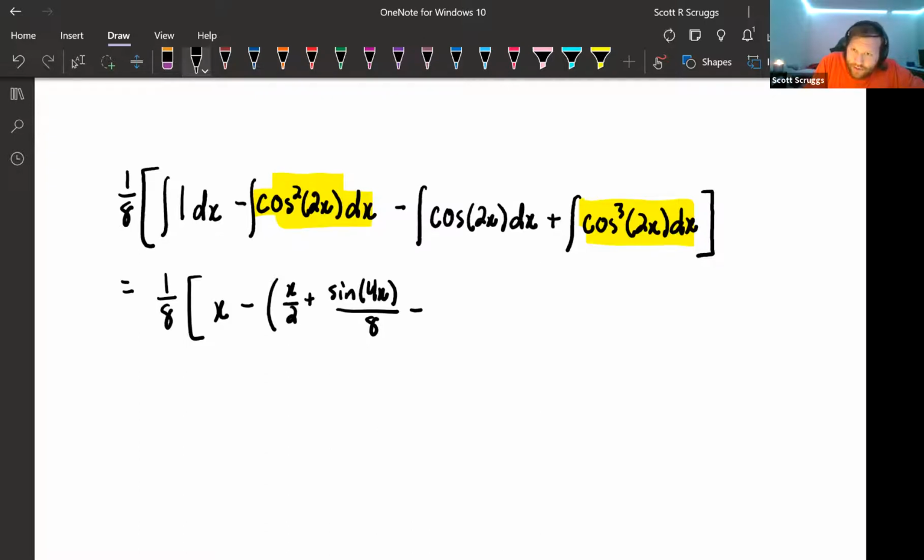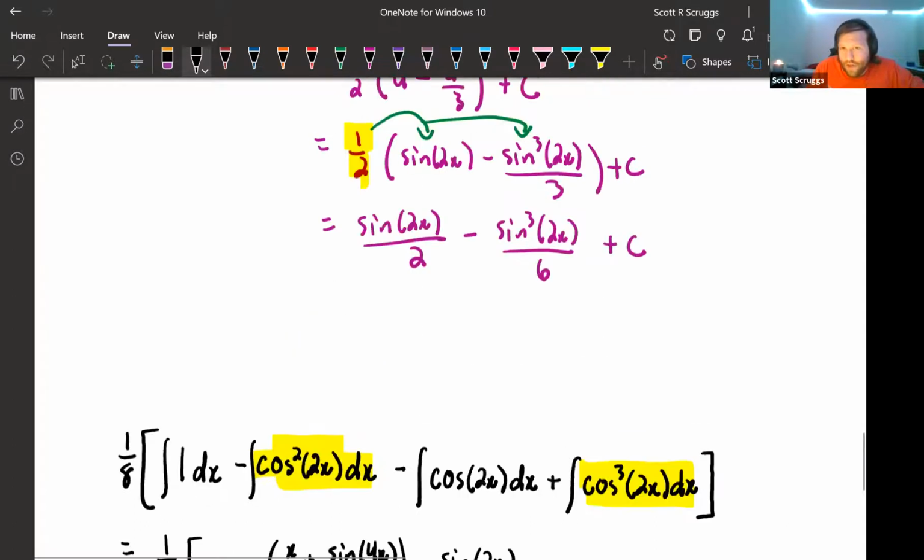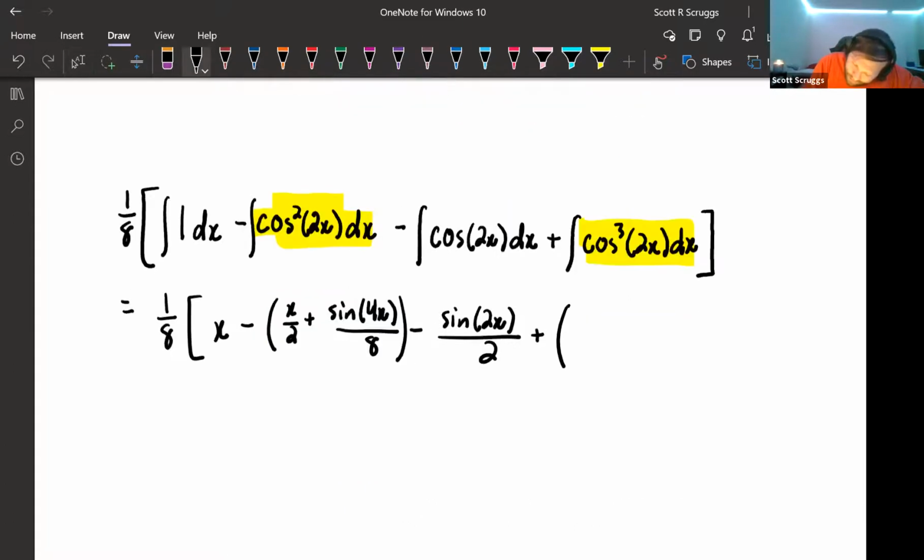Minus the third integral, which we got to be sine of 2x over 2, plus that last integral, which we just concluded above, so that would be sine of 2x over 2 minus sine cubed of 2x over 6. So sine of 2x over 2 minus sine cubed of 2x over 6 plus C.